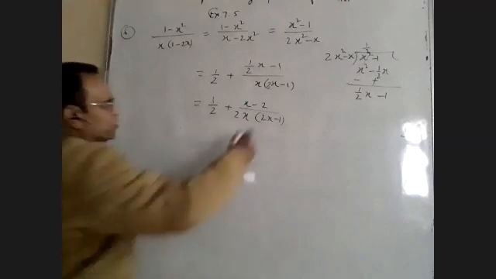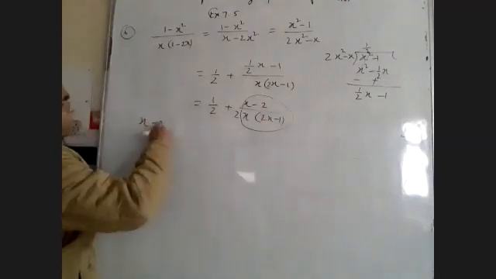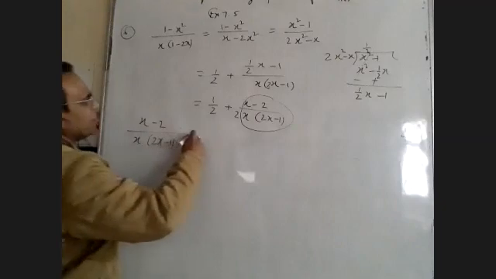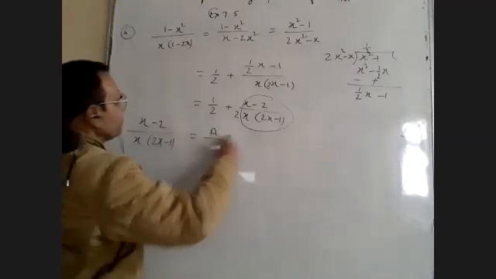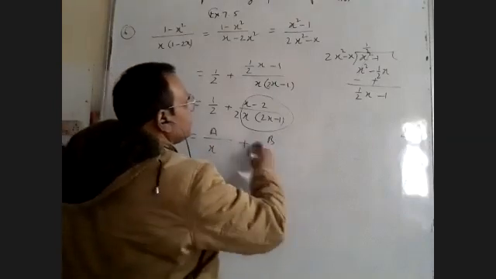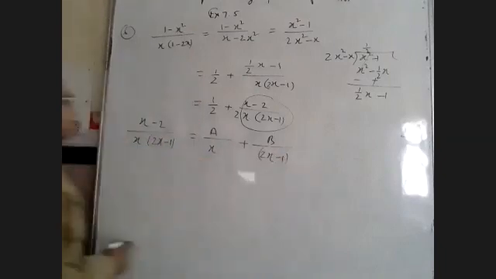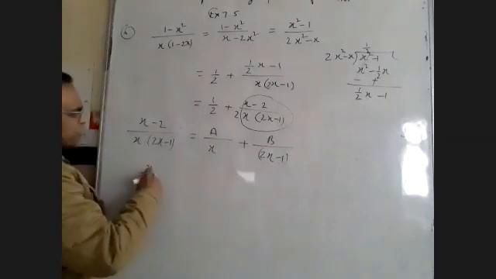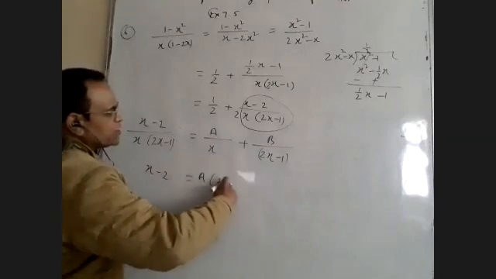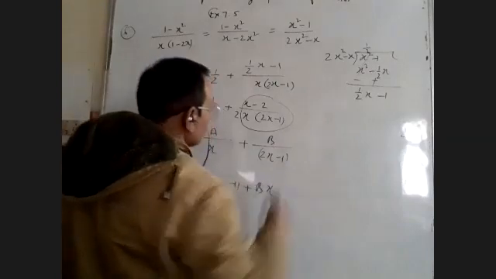So how will you do it? We are taking only this part, x minus 2 upon x times 2x minus 1. We can write a upon x plus b upon 2x minus 1. Okay. Now I am doing it directly. Here you are seeing this is x minus 2. If you take the LCM, you will get here a times 2x minus 1 and here you will get b x.